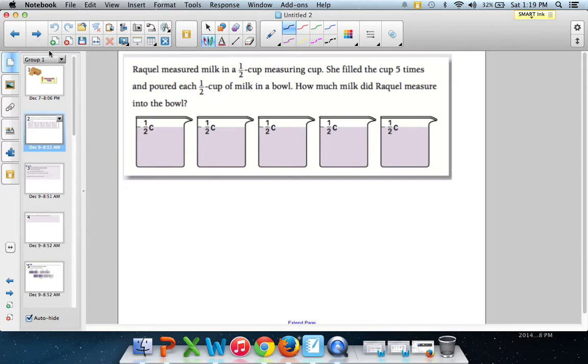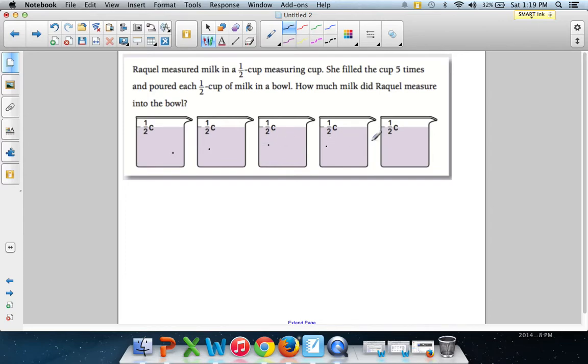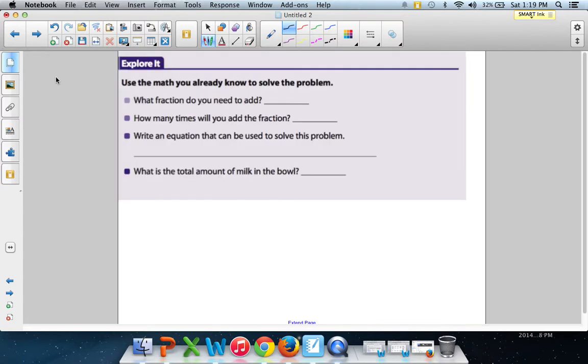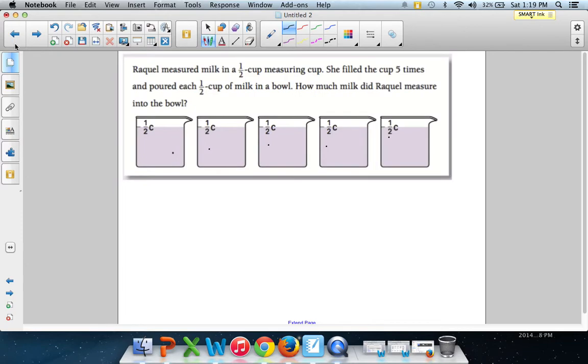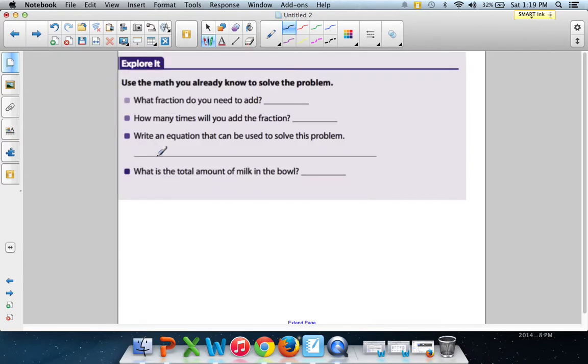So this picture right here represents all the times Raquel measured the same cup. She took the same cup that's only half and she filled it over and over again. We want to know how much milk Raquel measured into the bowl. To answer that, let's do it one step at a time by looking at the Explore It below. What fraction do you need to add? If you look at the measuring cup and the problem itself, it's pretty obvious. You have to add half.